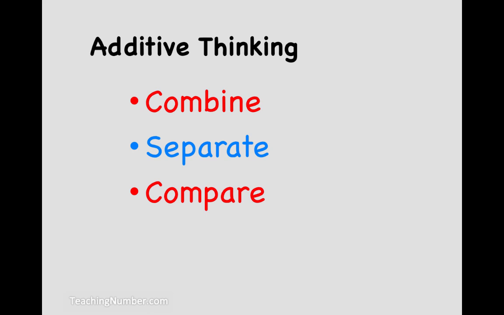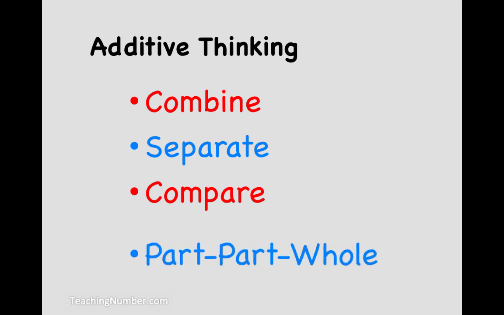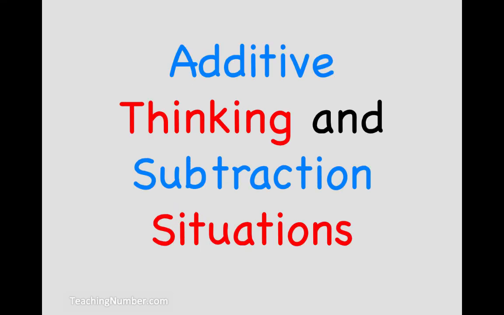We'll also look at problems that are a little bit different because they don't really involve a change. Instead, they involve a part-part whole structure where we need to find either the whole or one of the parts. So mathematicians, now that you have learned about additive thinking and the special relationship between addition and subtraction, it's time to practice using additive thinking to solve some problems.